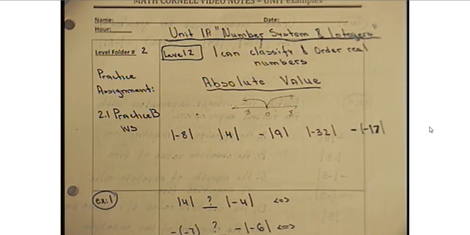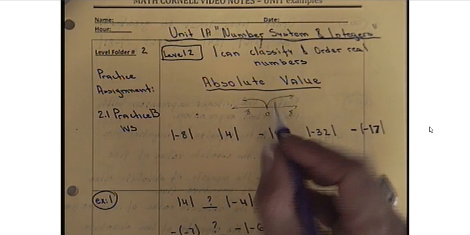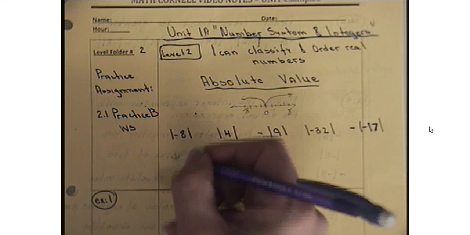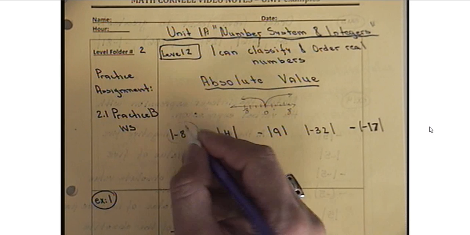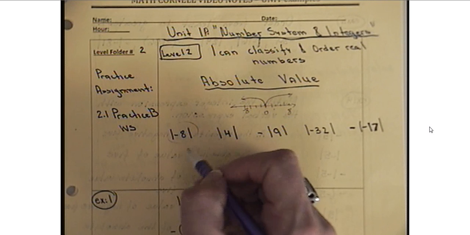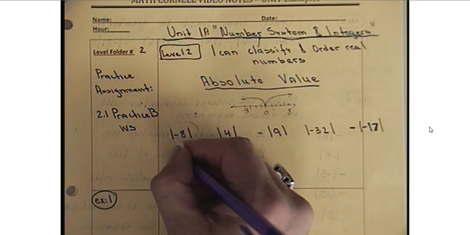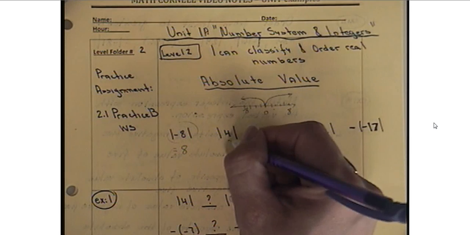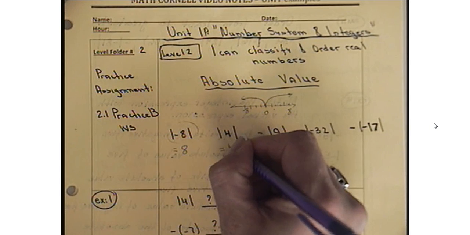Absolute value is always a positive number, so you're not looking at the number itself being positive or negative. You just count how many points this number moves to the left or to the right. So absolute value of any number, positive or negative, inside those two straight vertical lines, is always equal to a positive value, which is 8 in this case. Absolute value of 4 again will be positive 4.